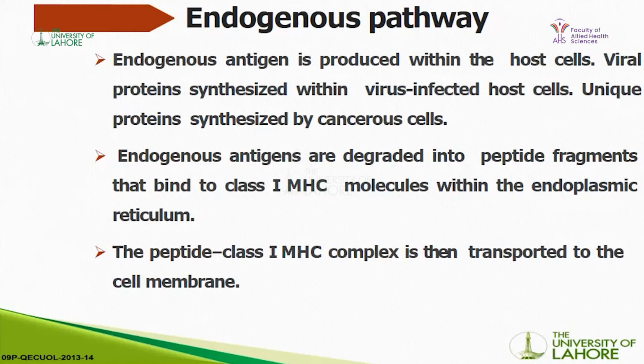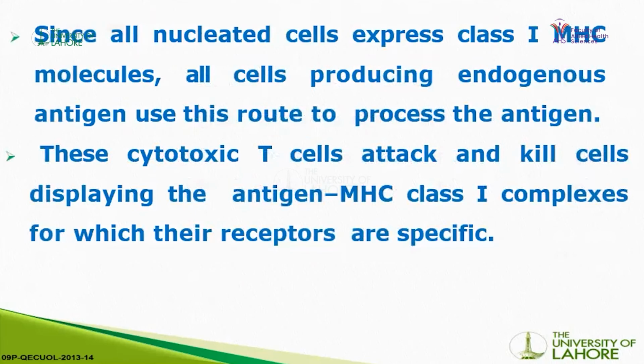So this peptide-class 1 MHC complex will be exported to the cell membrane surface. All nucleated cells express class 1 MHC molecules. All cells producing endogenous antigen use this route to process the antigen. So all the cells which contain the endogenous antigen use the endogenous pathway for antigen processing and presentation. These cytotoxic T cells attack and kill cells displaying the antigen-MHC class 1 complex for which their receptors are specific.